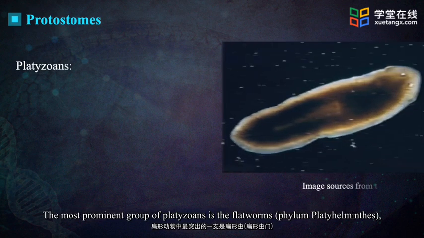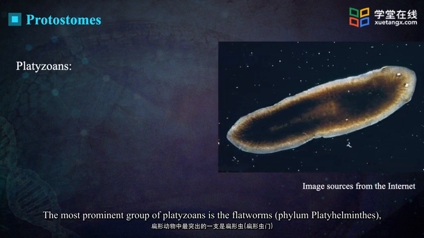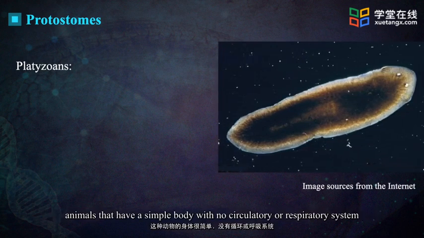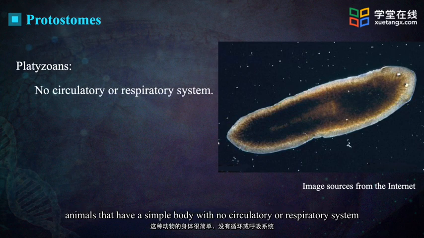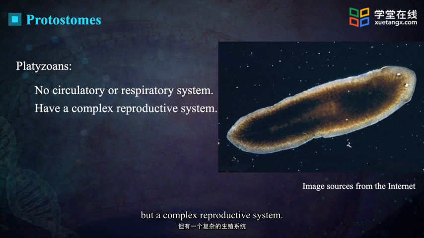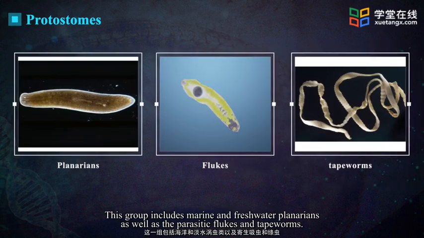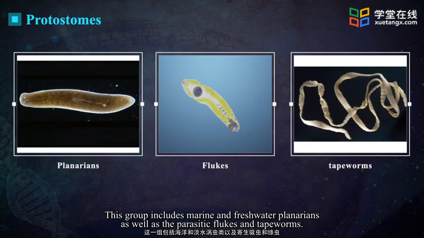The most prominent group of platyzoans is the flatworms, animals that have a simple body with no circulatory or respiratory system, but a complex reproductive system. This group includes marine and freshwater planarians, as well as the parasitic flukes and tapeworms.